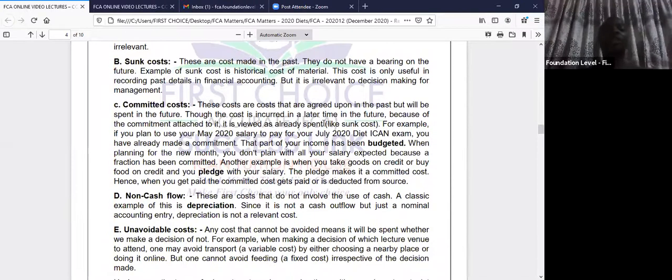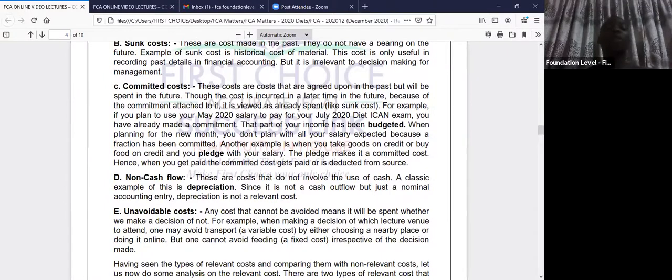The next one is committed costs. What are committed costs? Committed costs are costs that are agreed upon in the past, but will be spent in the future. We say committed costs are not relevant costs.